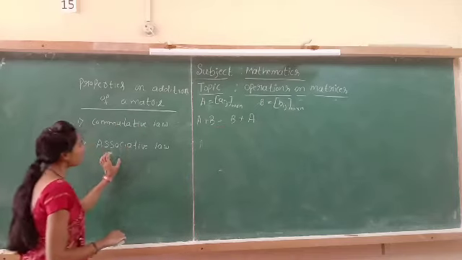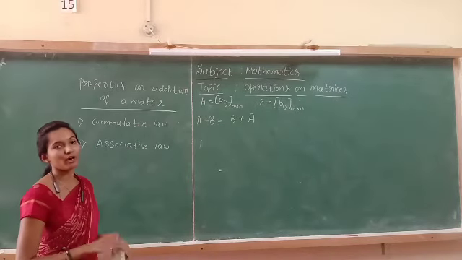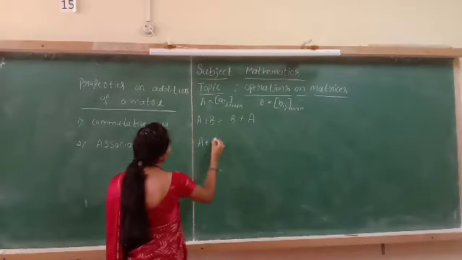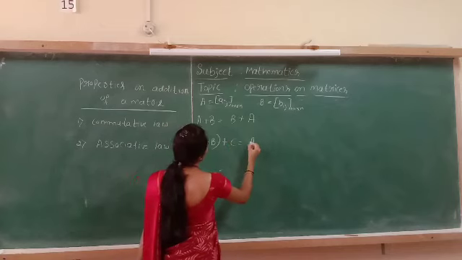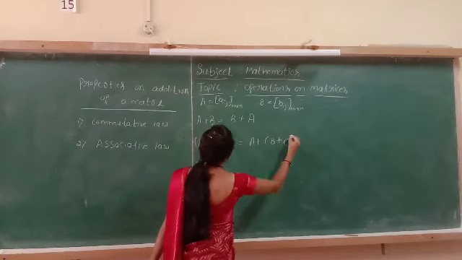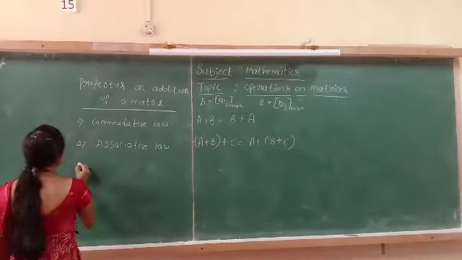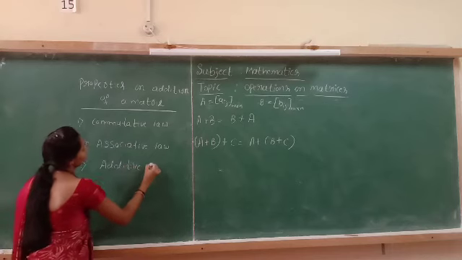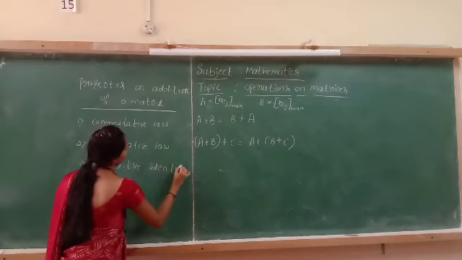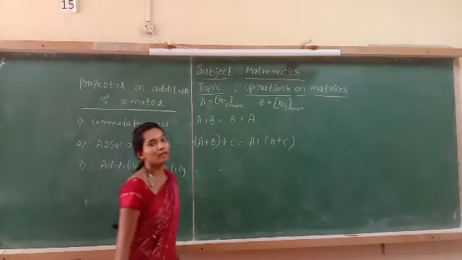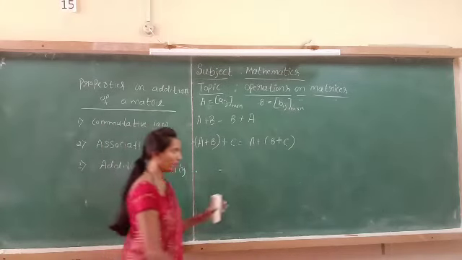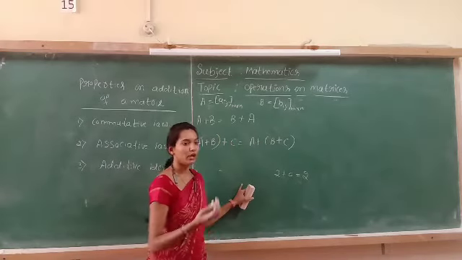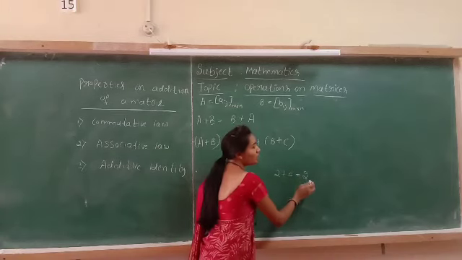So similarly, associative law. To define associative law, we have to take three matrices. So associative law for the addition is (A plus B) plus C is equal to A plus (B plus C). And the third law is existence of additive identity. You already know that the additive identity for numbers is 0, because 2 plus 0 is equal to 2 itself.